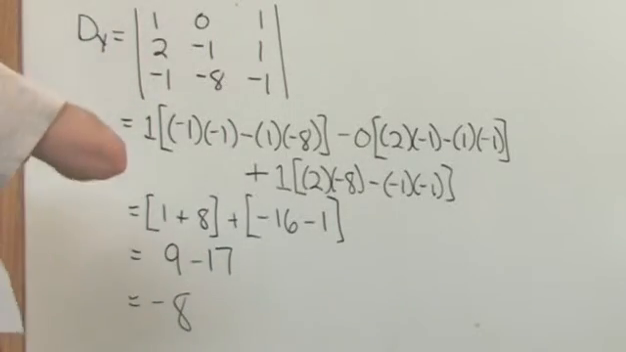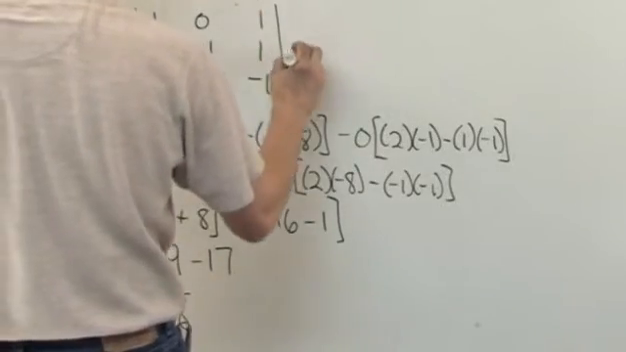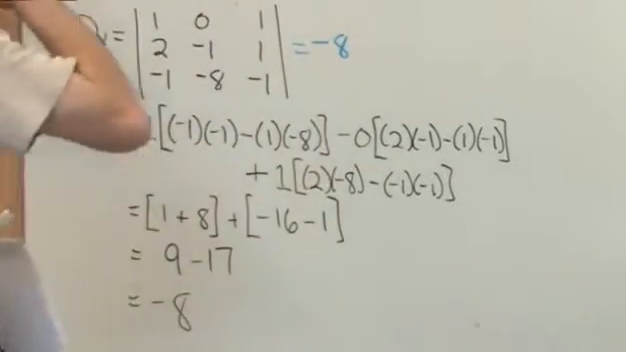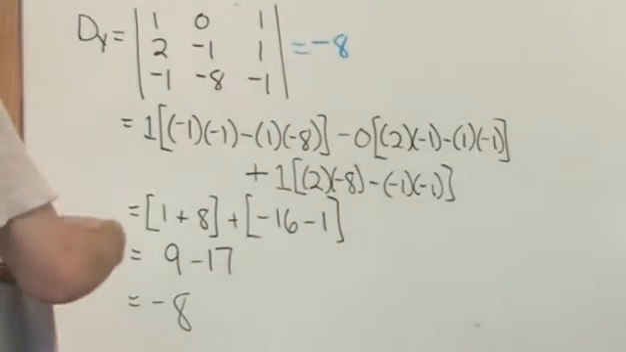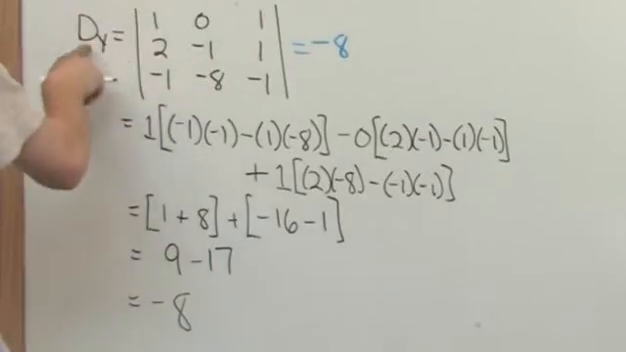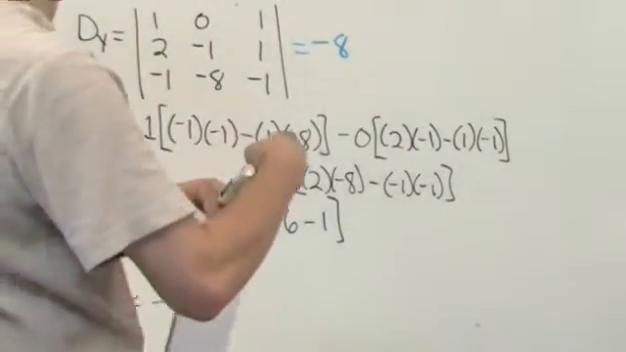That's the determinant of dy, which I'm going to put here as negative 8. Now really I'm at the bottom of the board. I don't need to really erase this anymore. Let's go ahead and calculate d sub z, and then we can finally solve this problem.